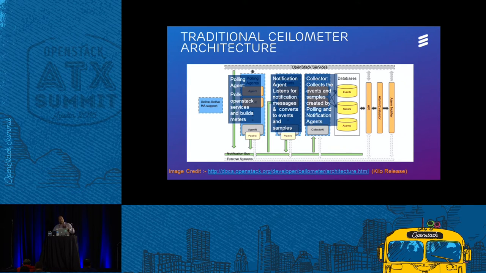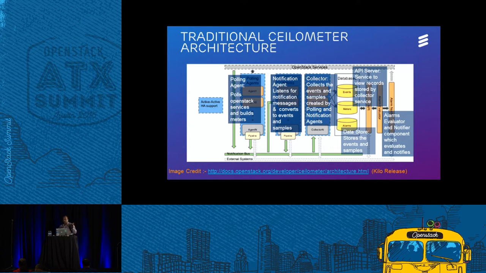Then there is a collector, which collects the events and samples created by the polling and notification agents. Then there is a database backend, which is the data store. In the traditional Ceilometer format, in most production environments, MongoDB is used for this. Then there is an API server, with different sets of APIs to view the records stored by the collector service. And then there is a component for alarms, the alarm evaluator and notifier, which evaluates and notifies any event-based or threshold-based alarm that you want to trigger. So these are the basic components.